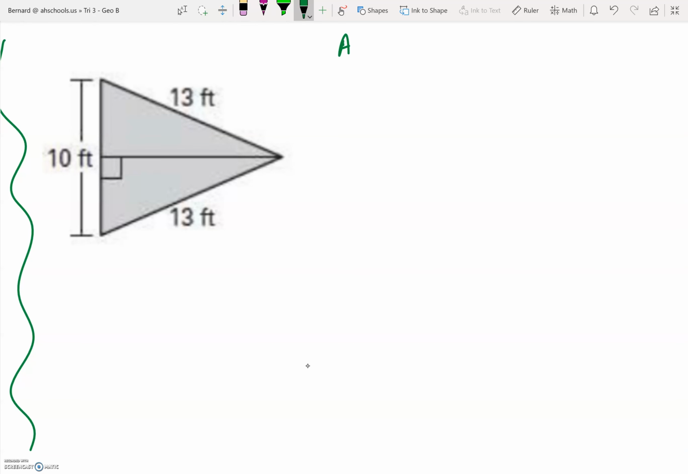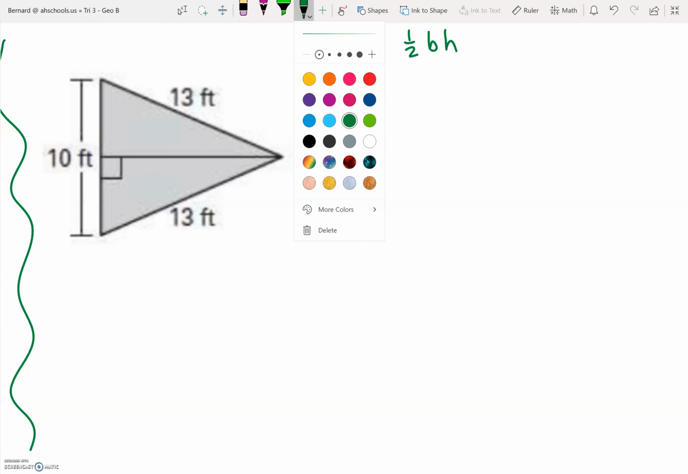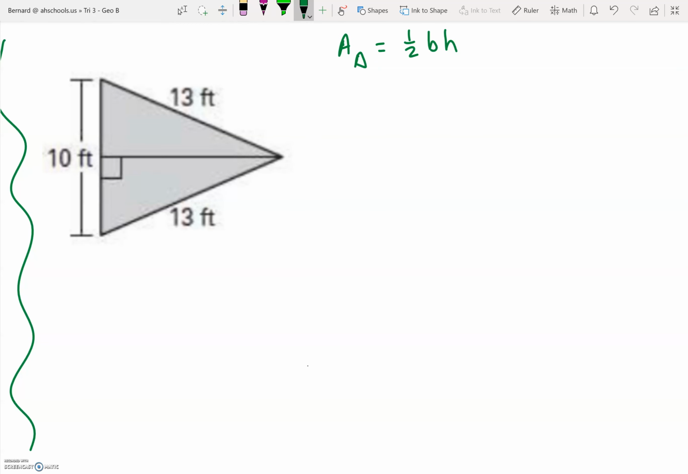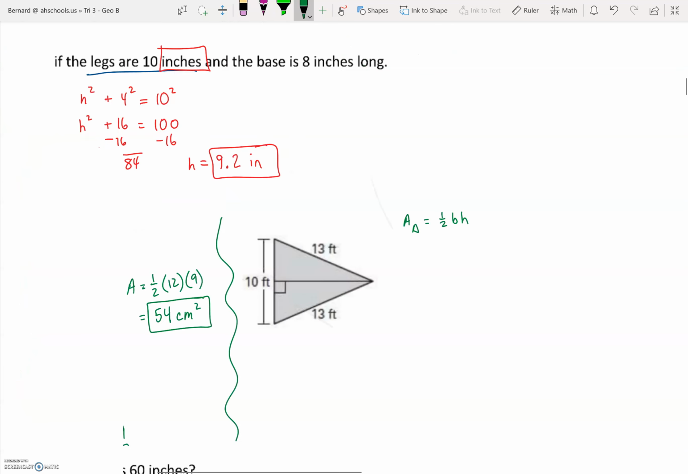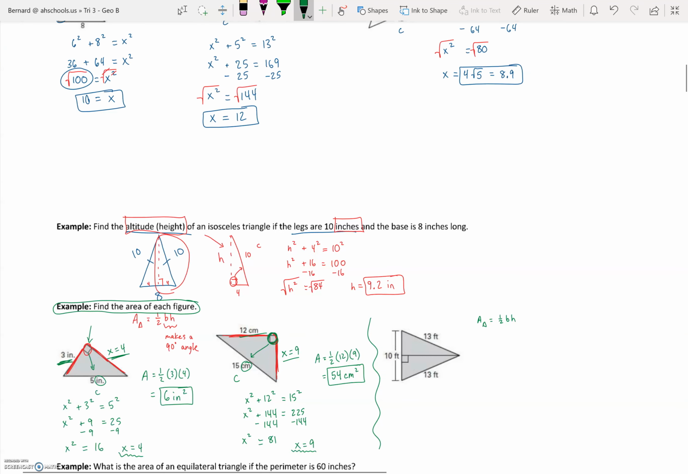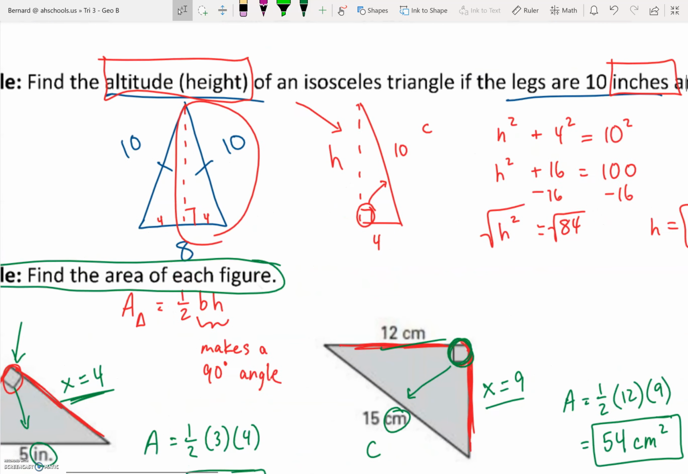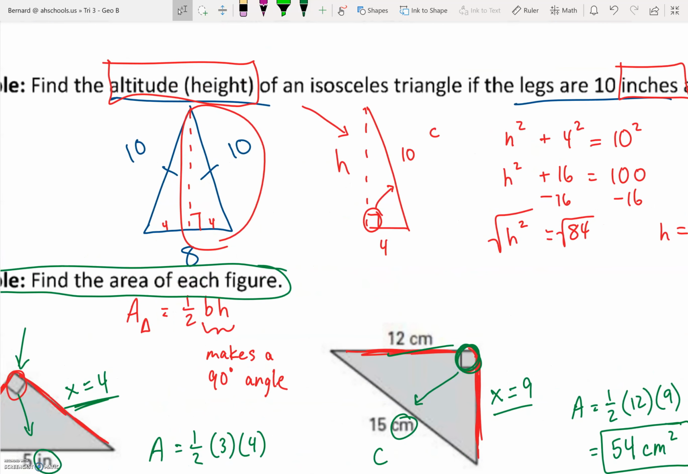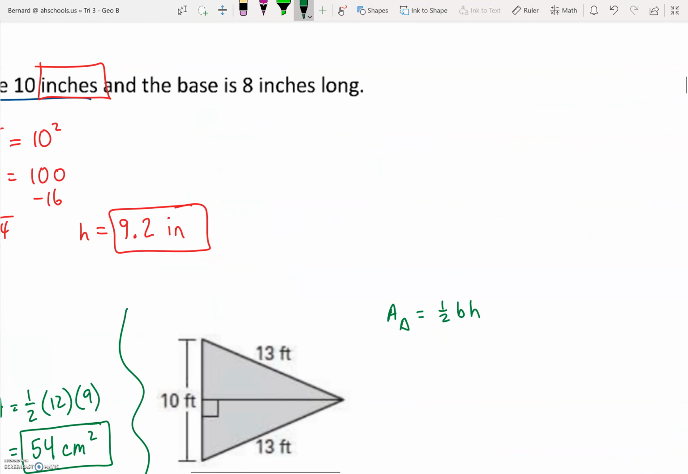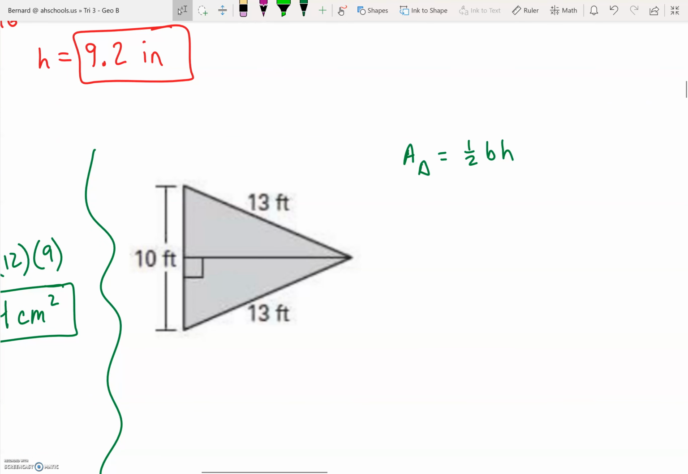Just a reminder, area of a triangle is going to equal 1/2 base times height. So we need to know the base and the height. Now, a couple problems ago, we talked about the height of an isosceles triangle, right? It was that imaginary vertical line we drew from the tip of a triangle down to the center of the opposite base. And that's exactly what we have here, actually.